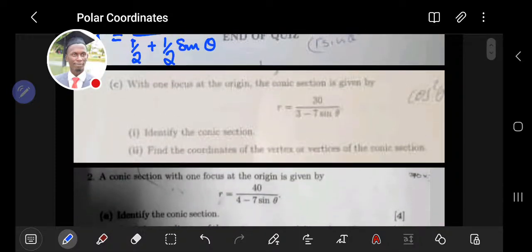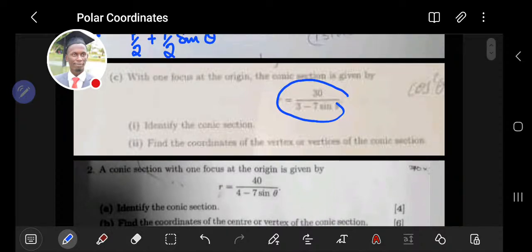And then what else? With one foci, again, this is the same scenario. As you can see, we have negative 7. This is similar to the one we just did. So it won't really be much of a problem. And then find the coordinates of the vertex or the vertices of the conic section. Here, they don't even want you to sketch it. They just want you to identify it.